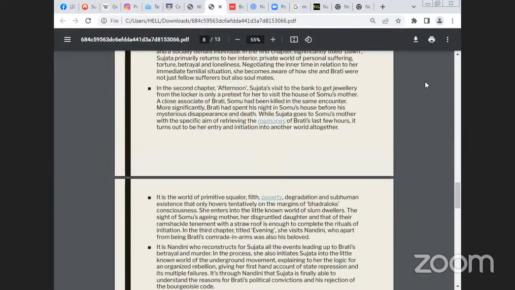Because of that betrayal, he died in the police encounter and was left alone. There were no people to identify his body, even from his family members. They were afraid to come and claim that this body is our family. Such a situation existed in the society.